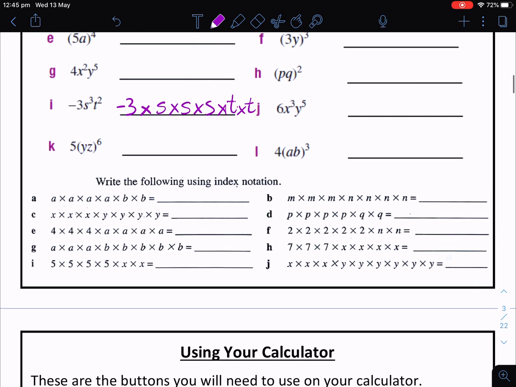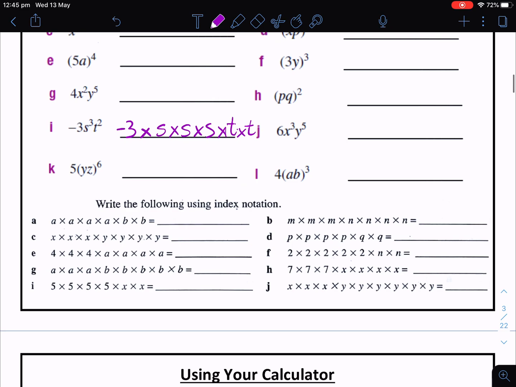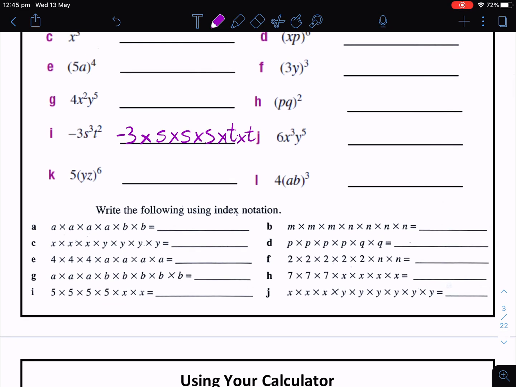Okay, this next one, you're writing these in index notation. Now, some of them have numbers and algebra. Let's look at I. We've got 5 as a base, so we're going to write our 5. And how many? We've got 1, 2, 3, 4 of those. And then we have x as a base, and we have 2 of those.